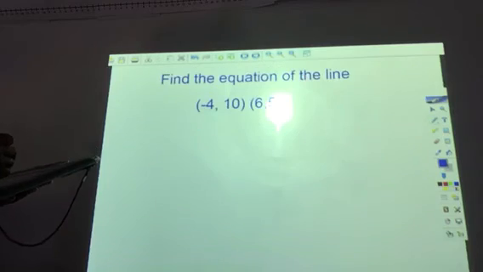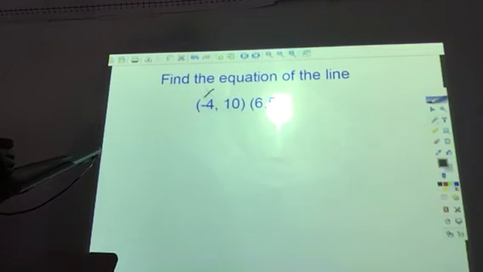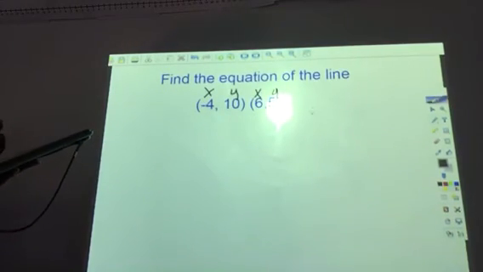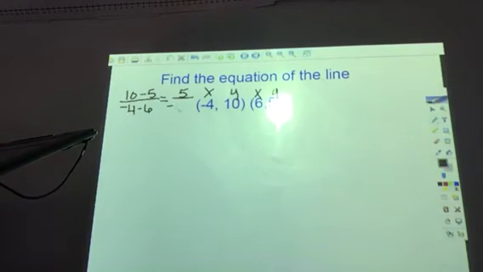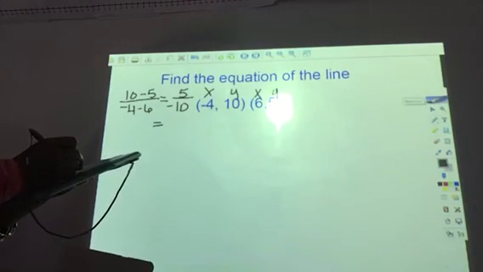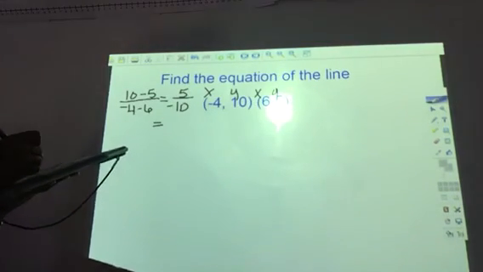Okay, let's do another example. So, my 2 points are negative 4, 10, and 6, 5. Again, I'm going to start by labeling the points and finding the slope. Okay, so this is going to be 10 minus 5 and negative 4 minus 6. 10 minus 5 is 5. Negative 4 minus 6 is a negative 10. When I simplify this, my slope is going to be negative 1/2.